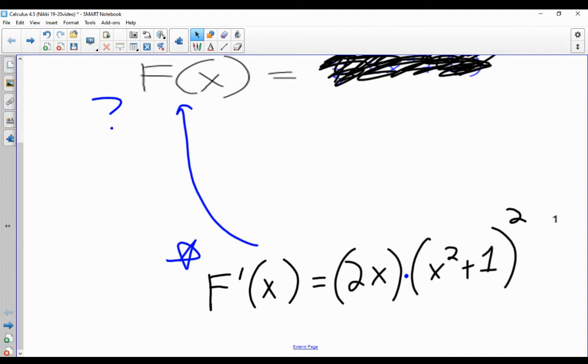So we're going to have to do a reverse chain rule to find the original function. And how in the world are we going to do that? You only know how to do chain rule the regular way. How do we do the reverse? That's what we're going to learn today. So buckle yourselves in. This is going to be a good one.